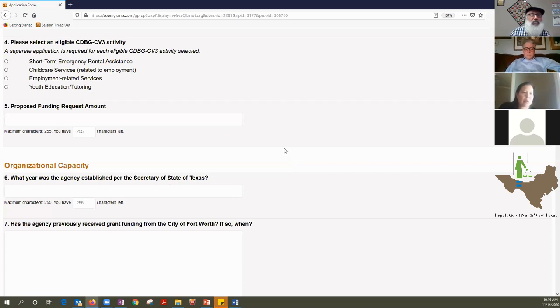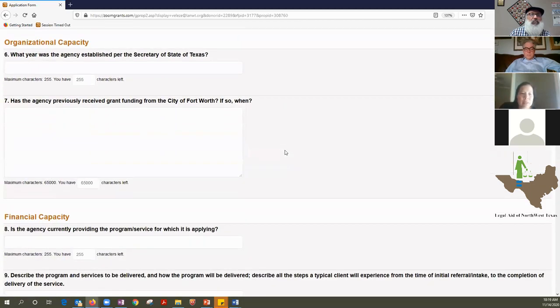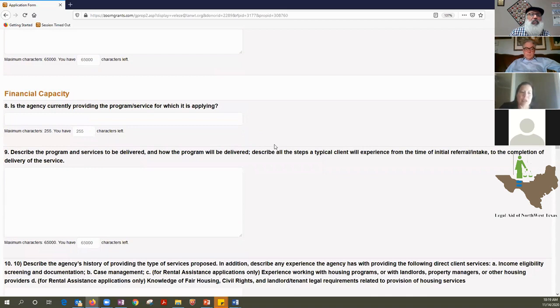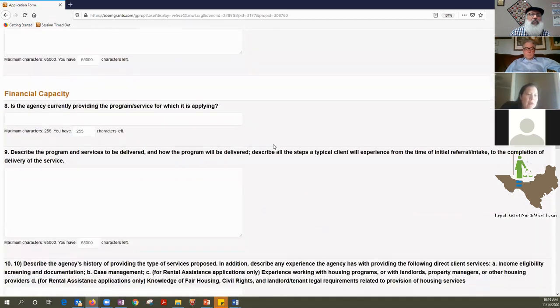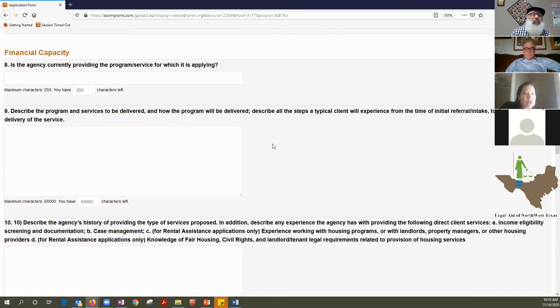Question 6, when was the nonprofit corporation incorporated in the state of Texas? Has the agency previously received grant funding from the city of Fort Worth? If so, when? So these are just to familiarize the city with who you are, right? Second round of questions, financial capacity.